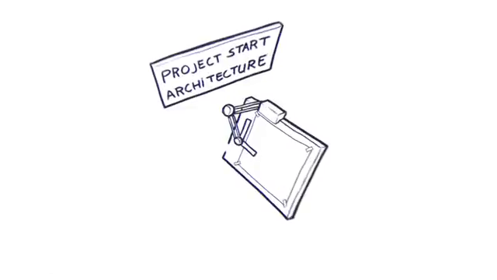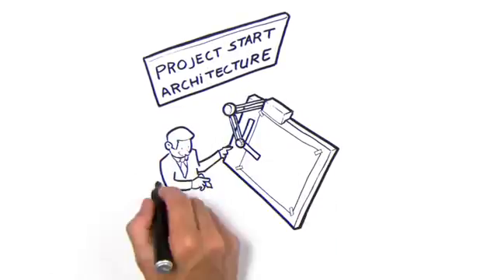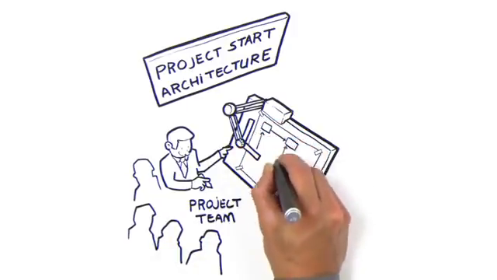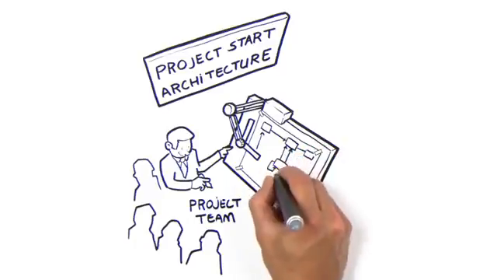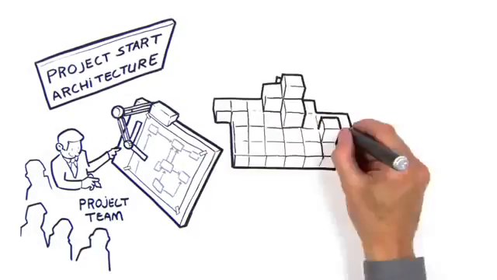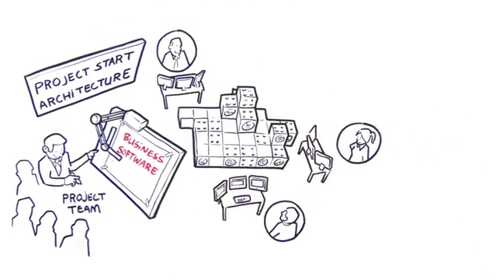For this reason, each new project needs a project start architecture. This is created by a project architect who is part of the project team. He or she writes a plan explaining how the total landscape will look when the project is complete. This plan includes the applications we've set up, what they do for the business, and the hardware they require.